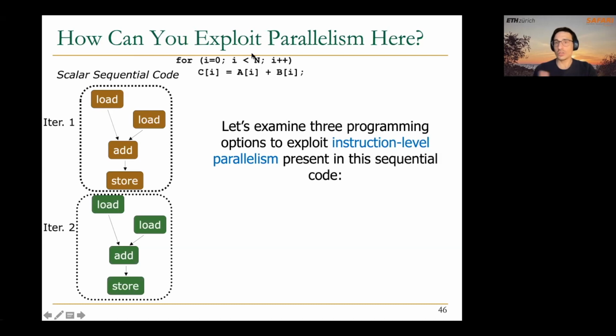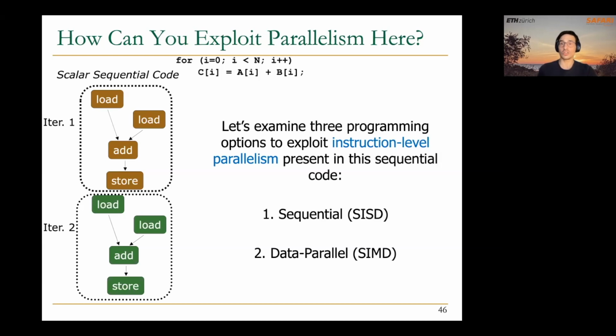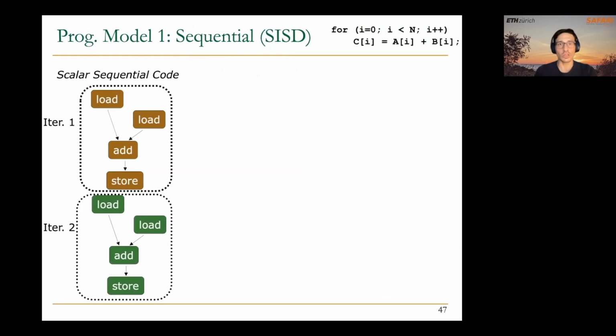So we can execute this on a sequential machine because it's sequential code, but it's also possible to extract some instruction level parallelism. And we can extract this instruction level parallelism because the iterations are independent, as we will see, and because even within each iteration, there are operations that are independent. For example, these two loads are independent and could eventually be executed in parallel. So let's take a look at how we could execute this code on different execution models.